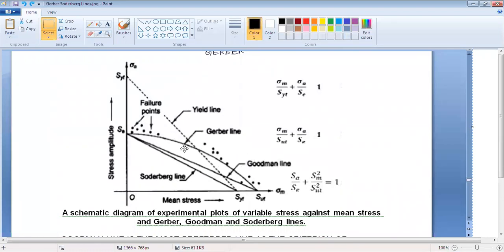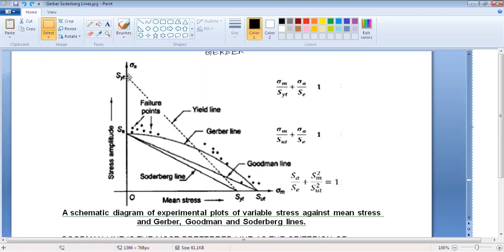Now what I was talking about is that between the Soderberg line and the Goodman line, we have to do a compromise. It means we have to cross the Soderberg line, but at the same time, we should not go into a failure region. Now to compromise on this, see what the failure point is beyond SYT. So what we do on this: the x-axis is sigma m and the y-axis is sigma amplitude.